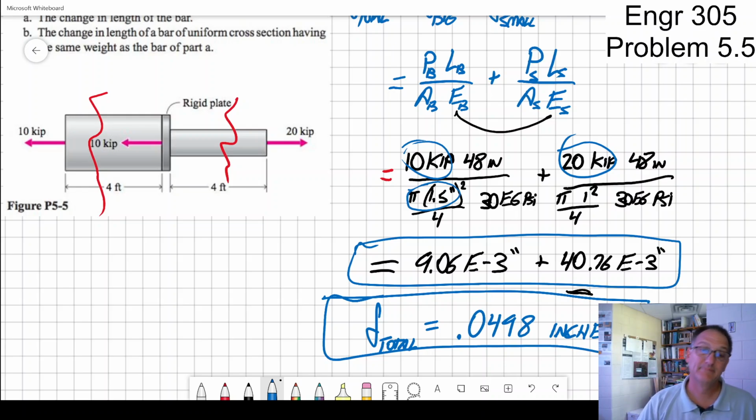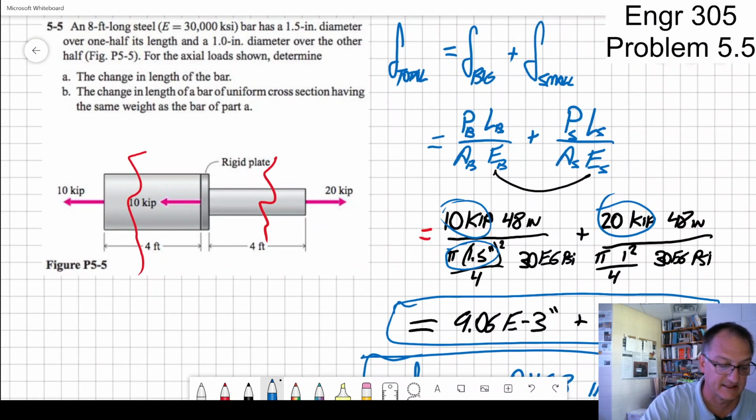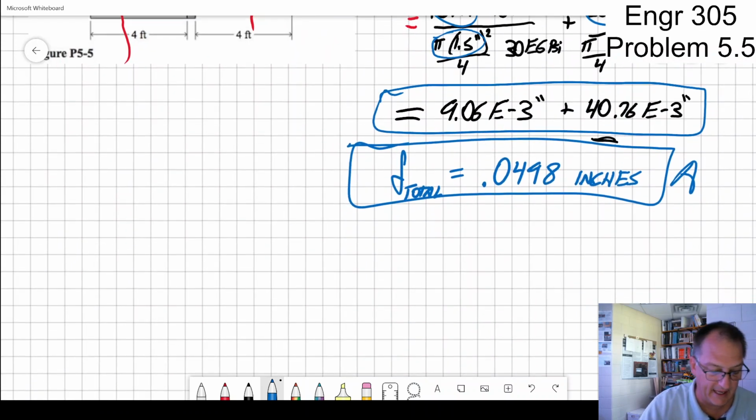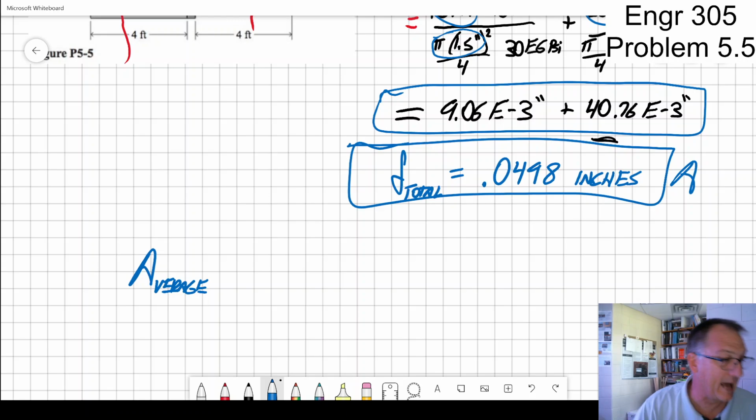Now we've got to redo it. Easier and harder. The first thing we have to do, go back, it's got the same weight. So what would be my average area? Average area.